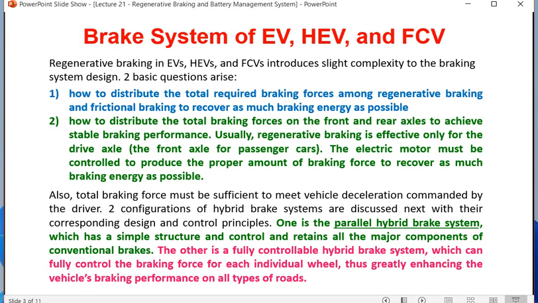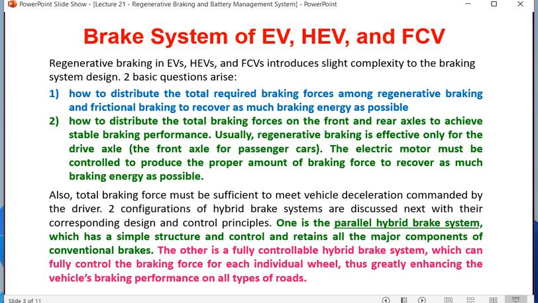So what is meant by hybrid brake? It is the combination of electrical braking as well as mechanical braking. So two configurations of hybrid brake systems are discussed next with their corresponding design and control principle. All these are generally hydraulic type of brake, which is called mechanical. So one type is the parallel hybrid brake system.